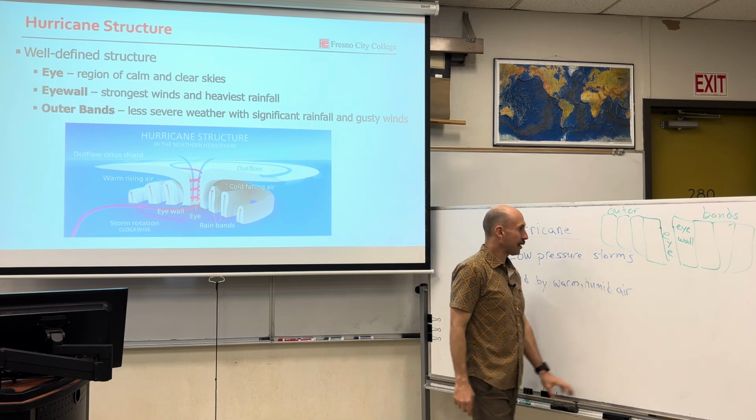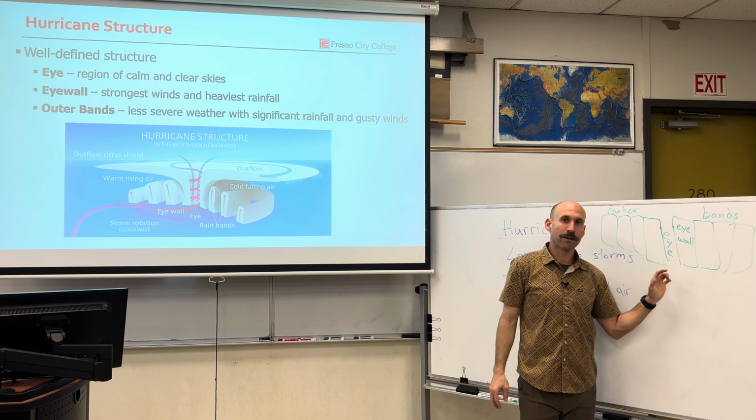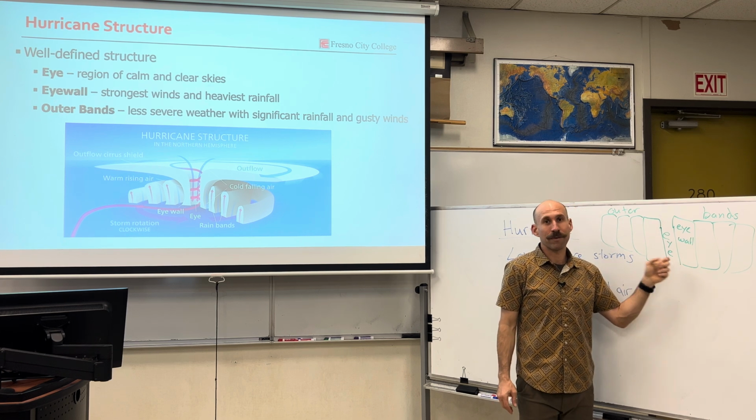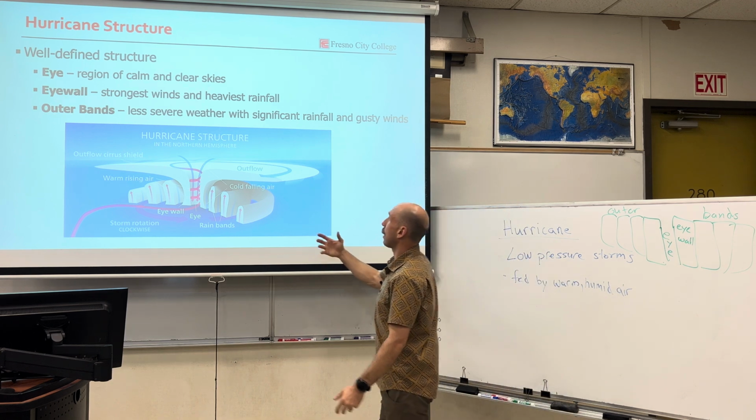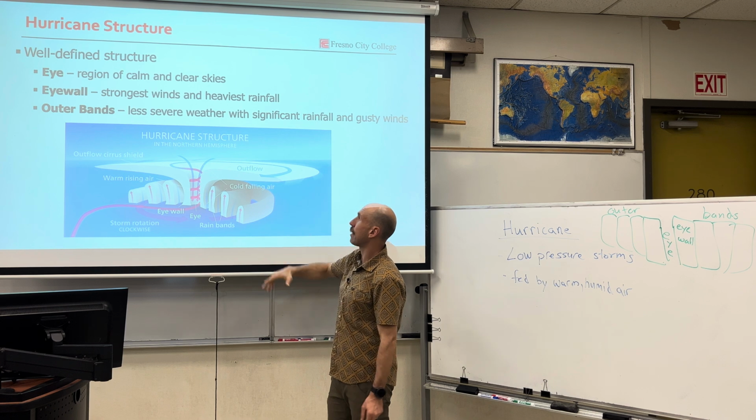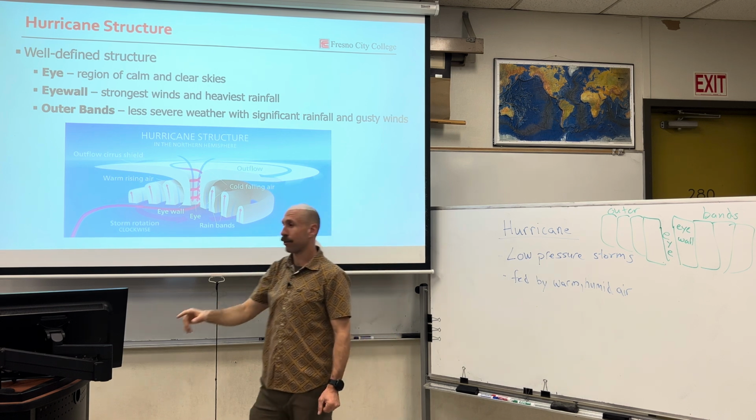We could technically classify the hurricane into three parts. This is where the term the eye of the storm comes from, because the eye of the hurricane actually is a region of calm, clear skies surrounded by the eye wall and the outer bands.